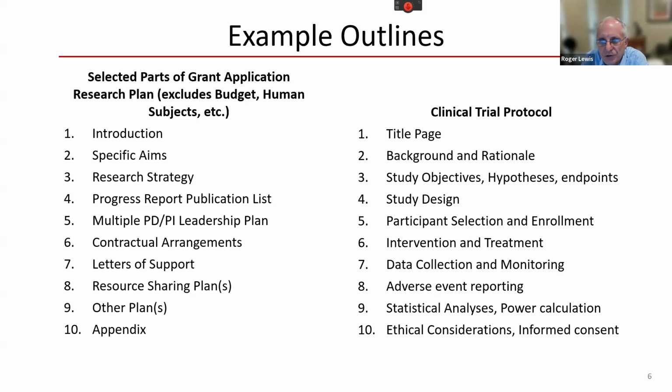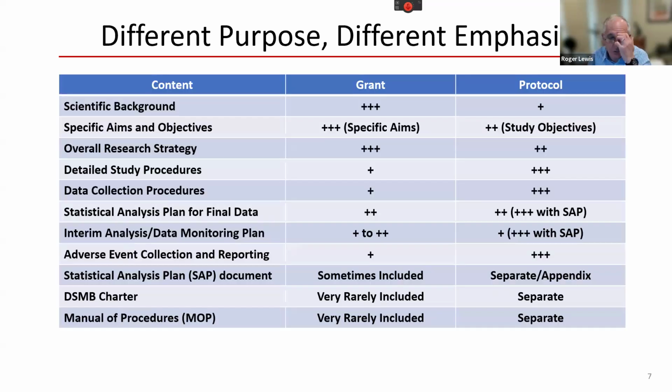In contrast, a clinical trial protocol will typically have an outline something like this. There'd be a title page, background and rationale, study objectives, hypotheses, study design, etc. And it's very tempting to act as if some of these are equivalent, like the study objectives, number 3 for the clinical trial protocol, being the same as the specific aims in a grant application, whereas that really isn't the truth.